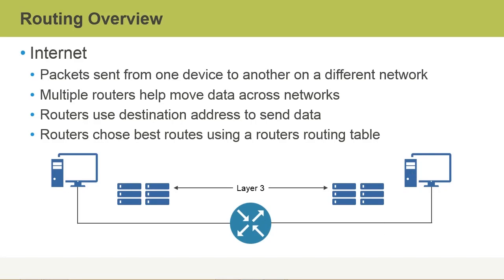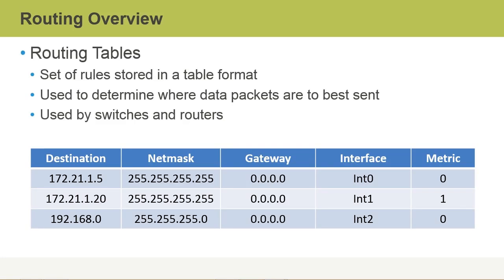Routers choose the best routes using the routing table. Not only are they looking in the routing table to determine, do I have that destination network, but also if there are multiple routes to the same destination, it'll choose the best one. Depending on what kind of protocols are running in the environment, that best one could be the most direct pathway. A core feature of the router is the routing table, and the routing table has a set of rules that are stored in a table format for how the router is to handle information that it receives.